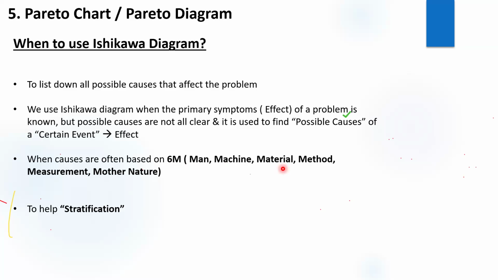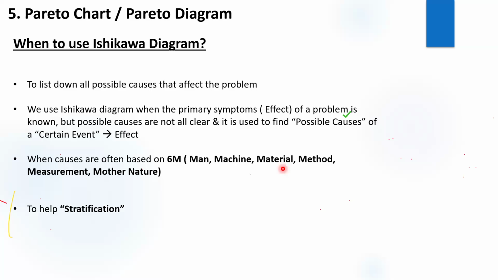It is said that all the process related problems mainly come because of 6M. Either it is a problem of man, whether he is not skilled or not trained, or it is a problem of machine, or a problem of material, or a problem of method, how I am working, the SOP or work instruction. Or it is a problem of measurement, or a problem of mother nature.